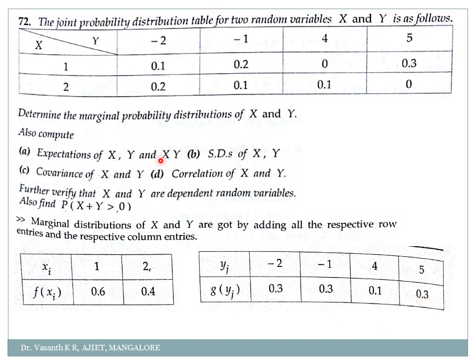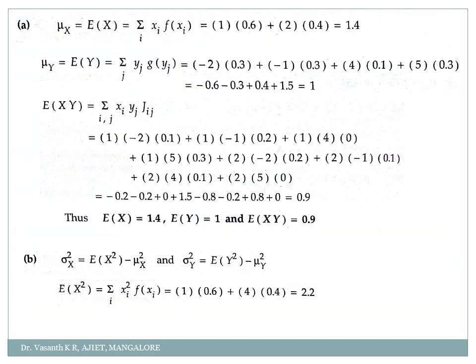How will you do expectation of xy? It is simply 1 into minus 2 into 0.1, 1 into minus 1 into 0.2, plus 1 into 4 into 0, plus 1 into 5 into 0.3, plus 2 into minus 2 into 0.2, and so on. That is nothing but expectation of xy. Okay, we will see what answers we will get here. So you can observe here I have done my expectation of x, expectation of y as well as expectation of xy. So go through it properly.